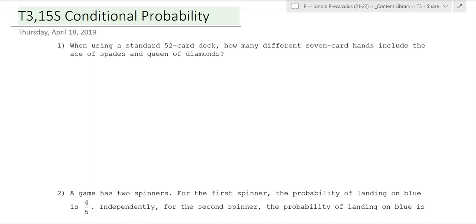Hello and welcome to T3 Day 15 of Honors Precalculus. Today we're going to talk about conditional probability. So let's go back to our 52 card deck fun.